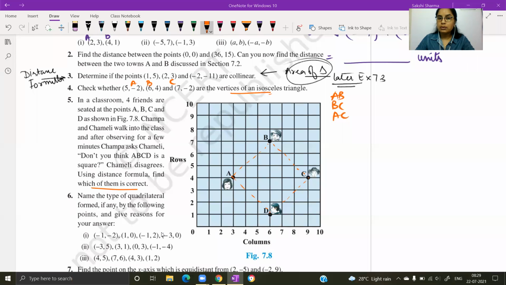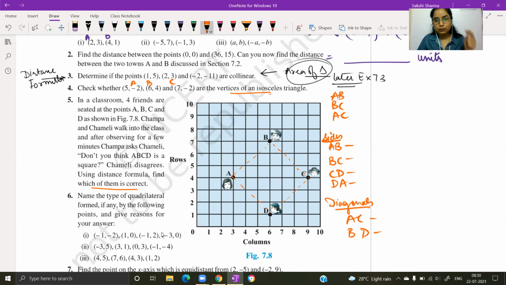How would you check? A, B, C, D, as you can see, 4 points, non-collinear. They will be forming a quadrilateral. You will have to find out the distance between them, the sides. So looking at the sides, if you can make any decision, well and good. If the decision does not come from here, we further go and find out the diagonals. First, you will find out the length of the sides, and then you will find out the length of the diagonals. So AC and BD. Looking at the values for the sides and the diagonals, you will give your answer who is correct, whether Champa, who says it's a square, or Chameli, who says it's not a square.